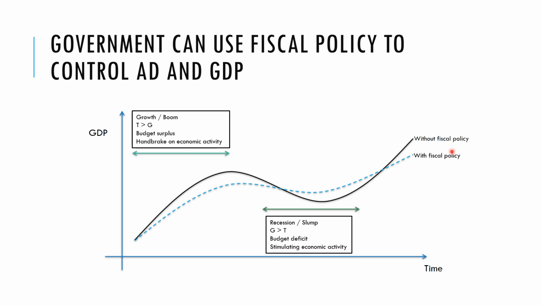So the introduction of fiscal policy, or the extent to which they change fiscal policy, will impact on the level of government spending in the economy. Fiscal policy can reduce the peaks of the economy and minimize the slump.